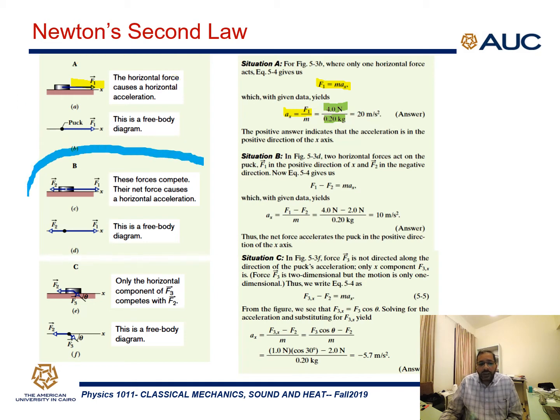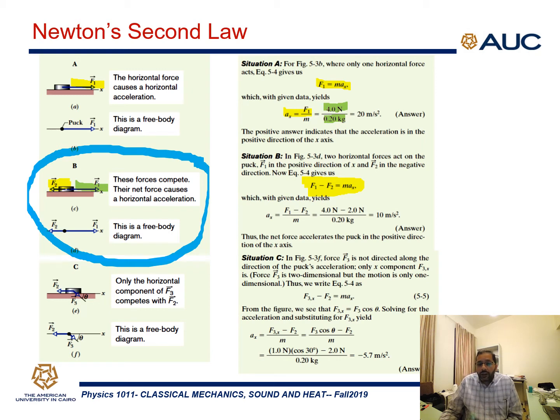Considering situation B, where we have two forces, the first force is directed to the positive x-axis and the second force is directed to the negative x-axis. In this case, we need to take the net force acting on the object, which here is F1 minus F2. F1 is taken as positive since it is to the right, and F2 is taken as negative since it is directed to the left. Please don't confuse it: you write F1 plus negative F2, because this negative indicates that F2 is directed to the left.